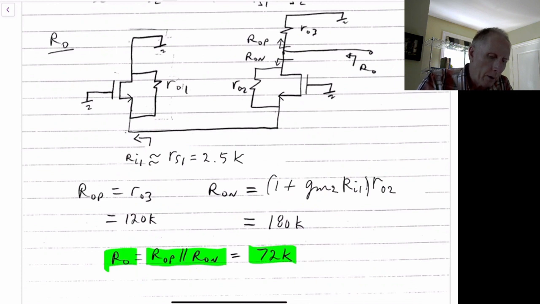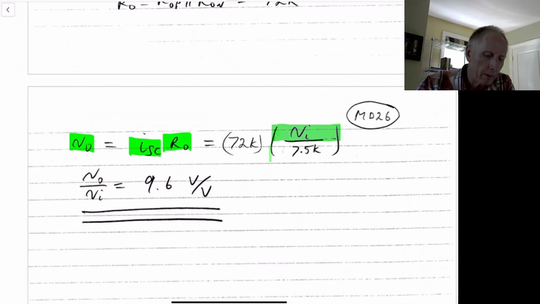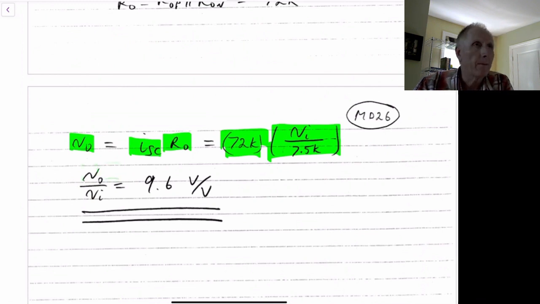So to find the gain, the output voltage is equal to the short circuit current times the output resistance. ISC is VI divided by 7.5 kilo ohms. The output resistance is RO, which is 72 kilo ohms. If you multiply that all out, you end up with the gain of this circuit being 9.6 volts per volt, and positive.